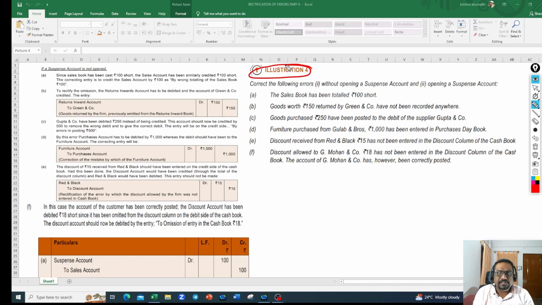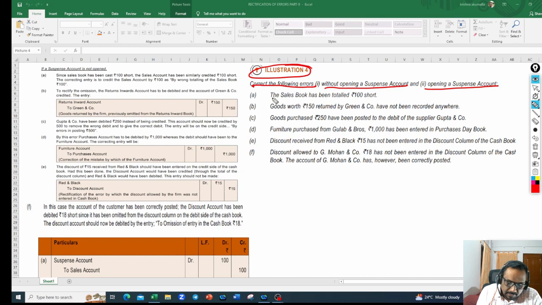Right now, first I will talk about if there is no suspense account. Then I will talk about if there is a suspense account. Are you okay with that? Let us get into that. Correct the following errors without opening suspense account and opening a suspense account. So that is what he is asking us to do.